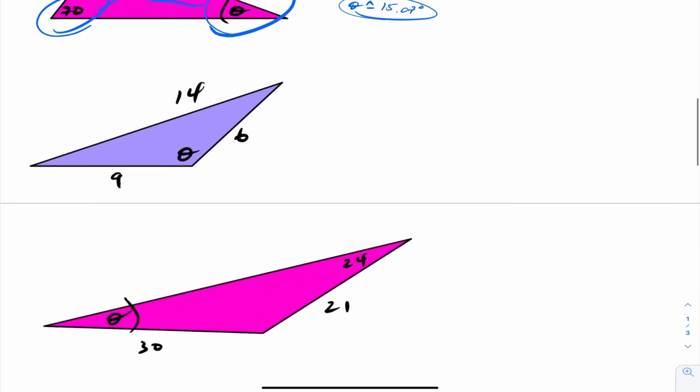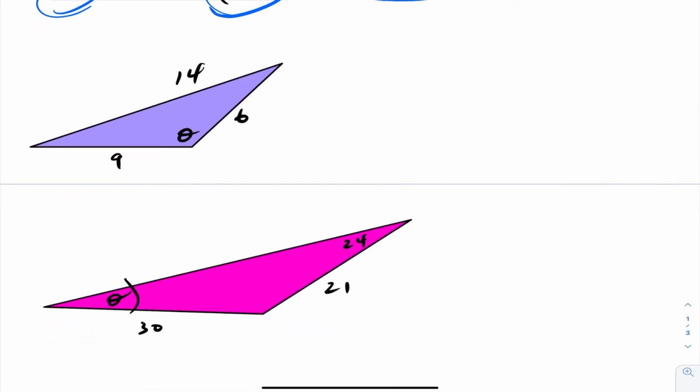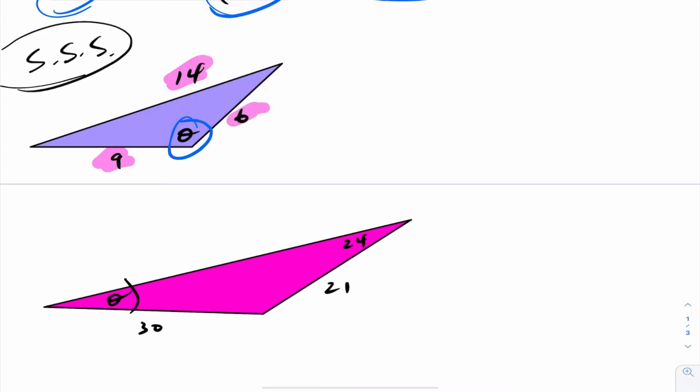Okay, let's take a look at another problem. For this one, we want to solve for the angle. In this case, I don't have any other internal angles. The only thing I have is the length of all the sides. Well, when you have the length of all the sides, we have a side-side-side situation, in which case we're going to use the cosine law.